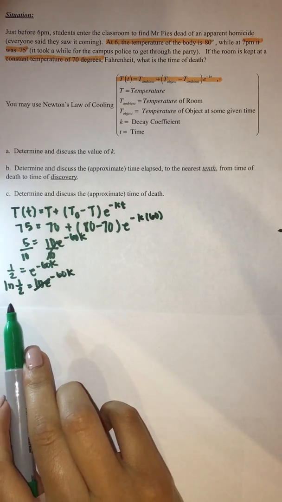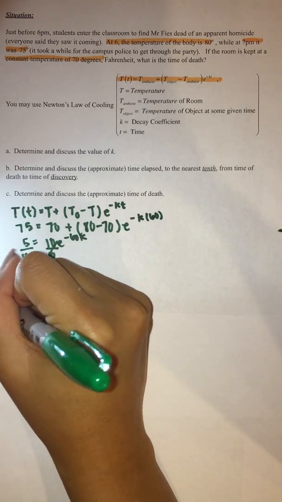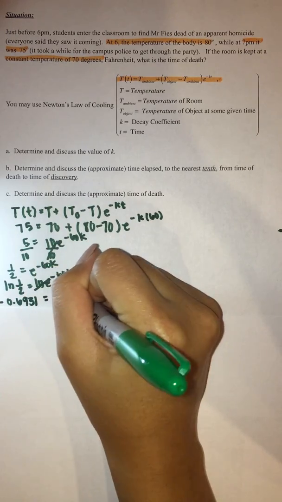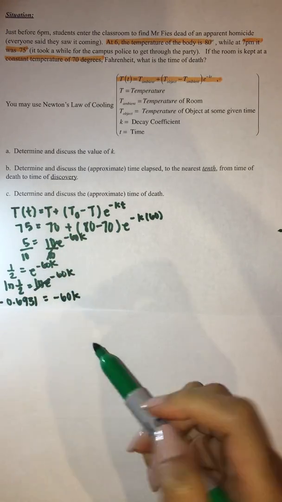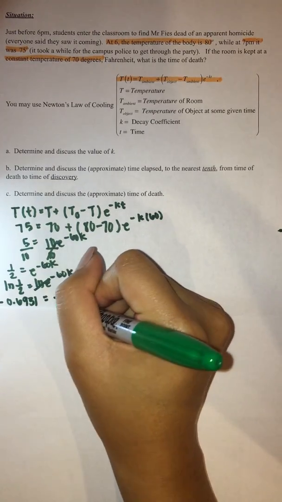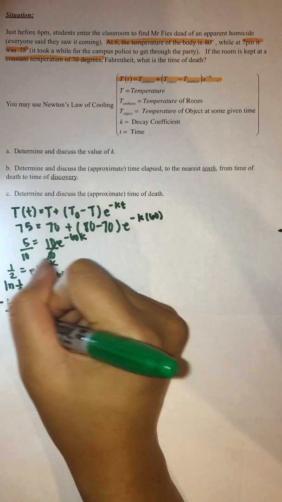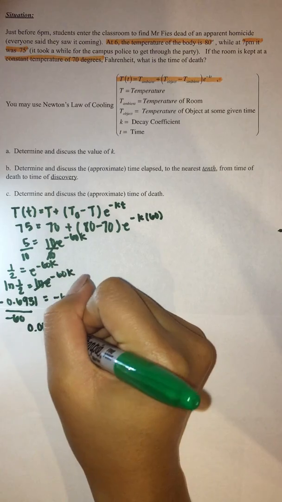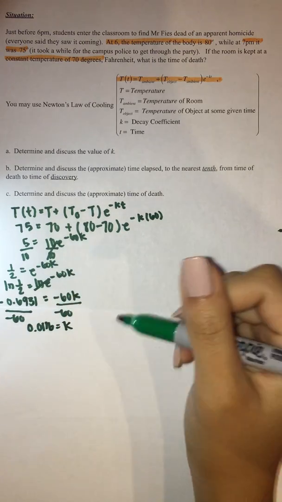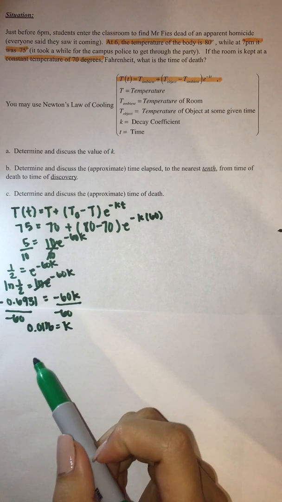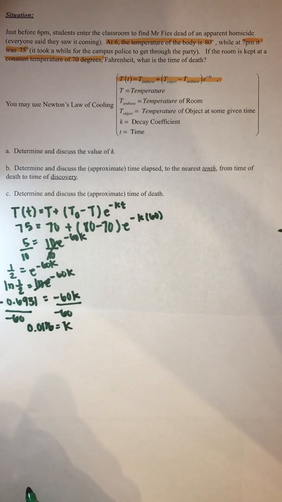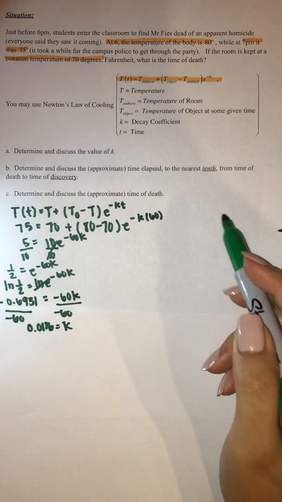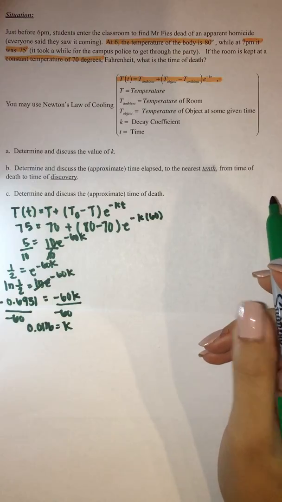And natural log of 1/2, when you punch it into the calculator, is negative 0.6931, which equals negative 60k. Now we divide by negative 60 so we can get k by itself, and we get that k is 0.0116. Now that we found k, which is the decay coefficient, we take this number and plug it into another formula so that we can find the time elapsed from time of death to time of discovery.